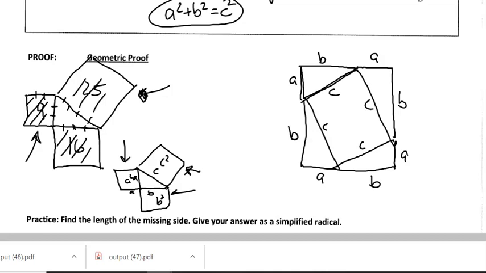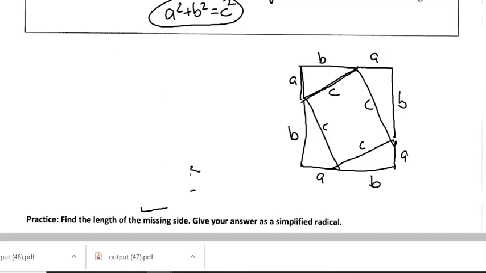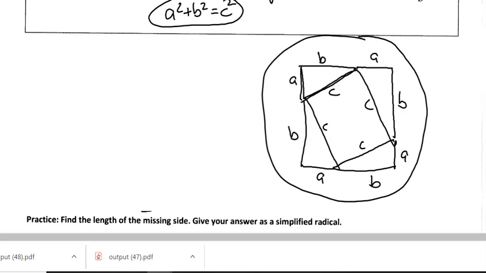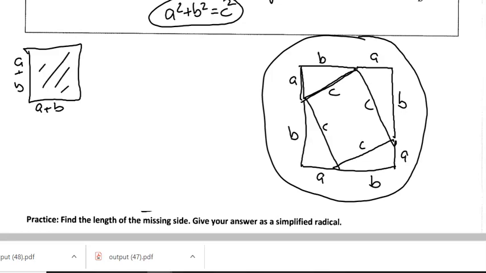Okay, I'm going to show you how this proof works. So I'm going to talk about the area of this whole entire thing right here, and the way I'm going to do that is I'm going to look at the whole entire square. This is going to be a length of A plus B, and this is a length of A plus B. If I found the area of this whole entire thing, it would be A plus B squared. That is a way of talking about the area.